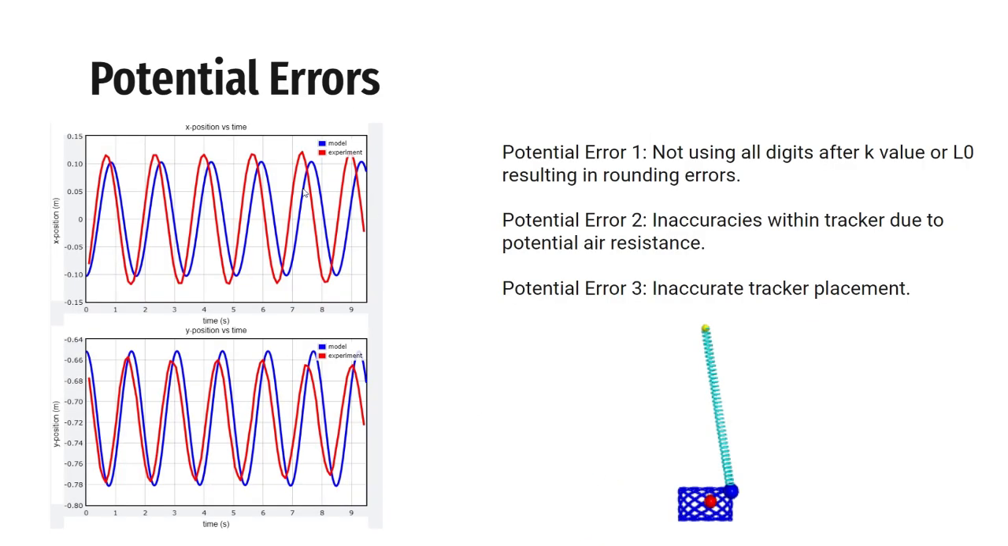These are the graphs I got, and as you see here, it's pretty close to the actual model, but I'm pretty sure that I started frame 1 too late, which causes the experiment to be a bit to the left of the model, as seen here. Also I did not use all the digits after the k value and the L naught value, which possibly could have led to rounding errors. And there's inaccuracy within Tracker, possibly from potential air resistance, and also could be human error from inaccurate Tracker placement.